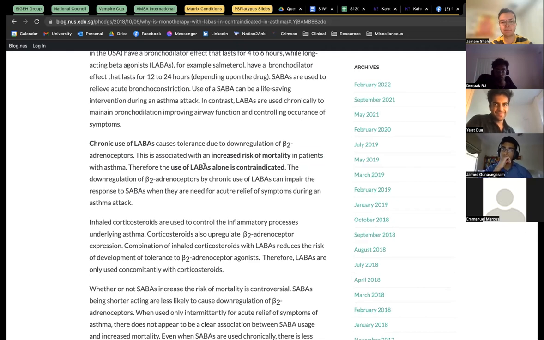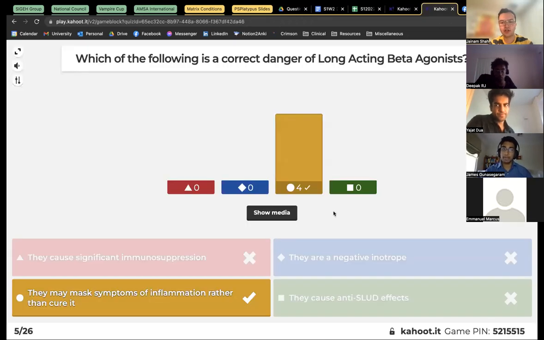Did I include that as an option and say it was not? No. Wait, let me have a look. No, you didn't. Yeah, sure. So I didn't mean to imply that this is the only danger of LABA. There's definitely other things. So you're absolutely right. But the only one of these options that is an actual danger is that one.